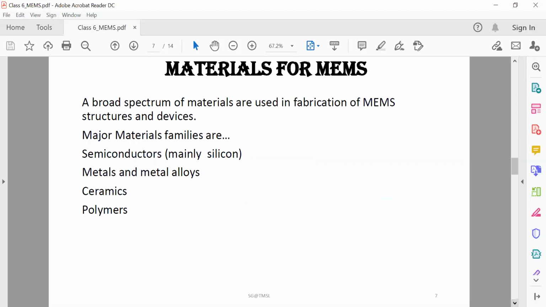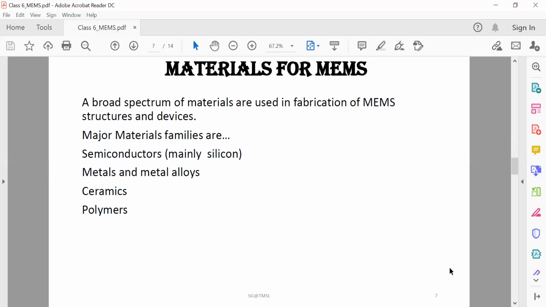So next is the materials for MEMS. Materials are the fundamental, or basic things, based on which we develop various kinds of sensors while exploiting the properties of materials. The materials are of different classes, and all those classes, a little bit, I will discuss within a few minutes.